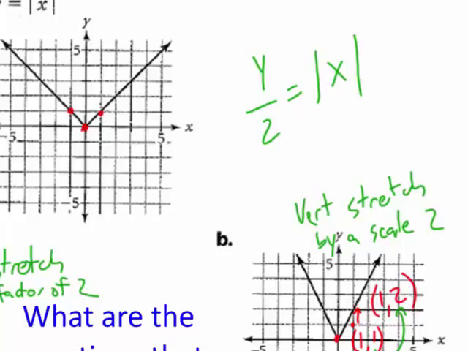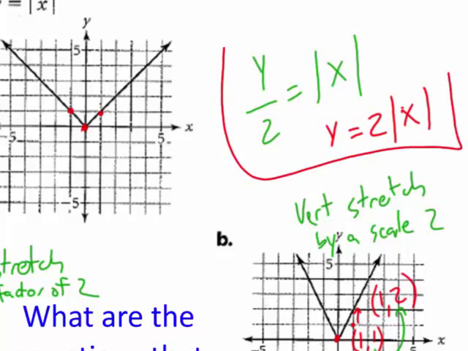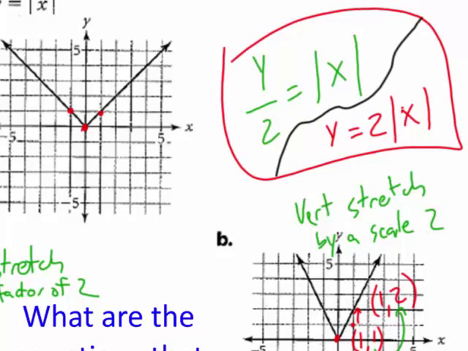And remember, the other way I could write that is put the 2 on the other side. I could say y equals 2 absolute value of x. Either of these are just fine. Okay, they mean the exact same thing.